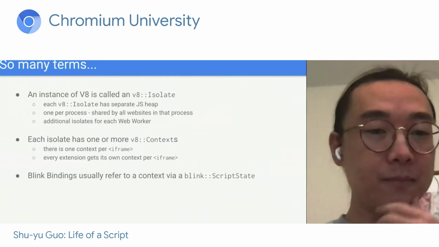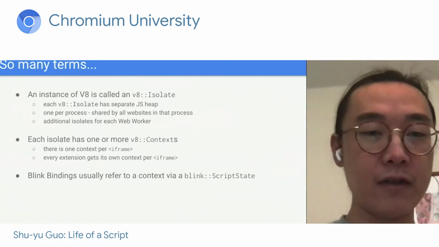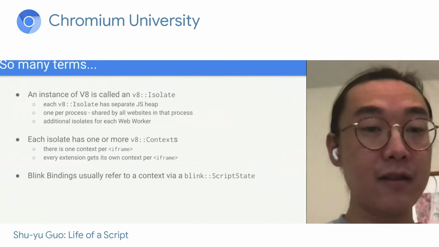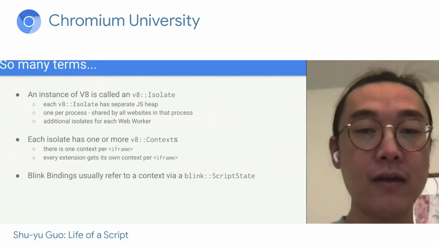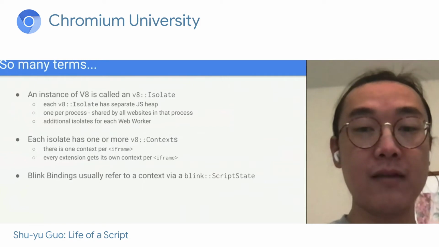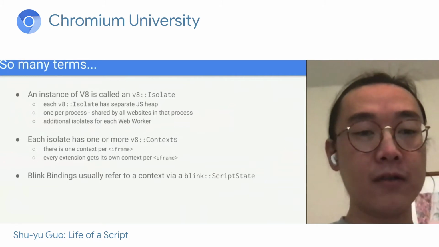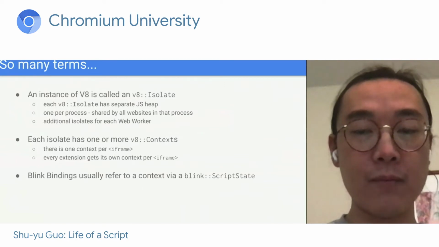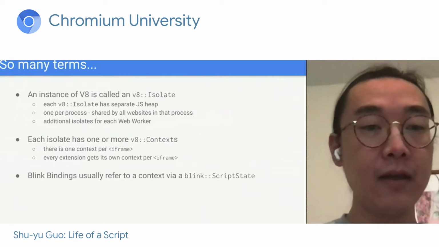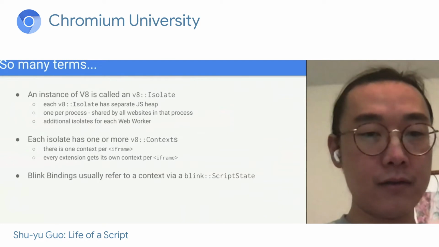There's a bunch of terms. An instance of V8, the virtual machine, is called an isolate. It's called an isolate because it is isolated. Each isolate has a separate JS garbage collected heap. They're isolated specifically to mean that JS objects cannot pass directly from one isolate to another. There is usually one isolate per process. There's a noticeable exception with web workers, where web workers are in the same process. They're in a different thread, but they have their own isolate. So with the exception of web workers in Chrome, there is one isolate per render process.